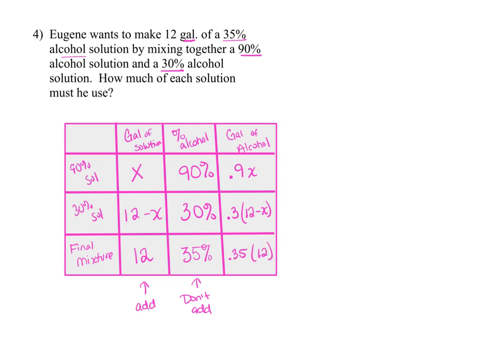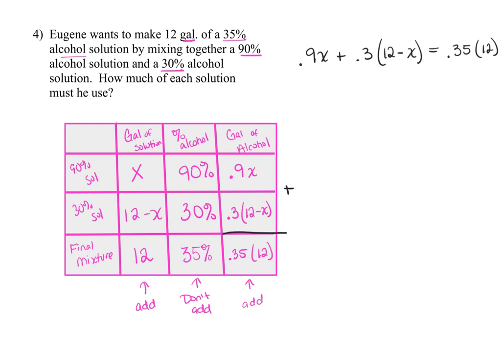All right? Now this last column always adds down. So this is how you get your final equation. The first and second block always equals the third block. That's how we get our equation for these. So I'm going to say 0.9x plus 0.3 times (12 minus x) equals 0.35 times 12. All right?